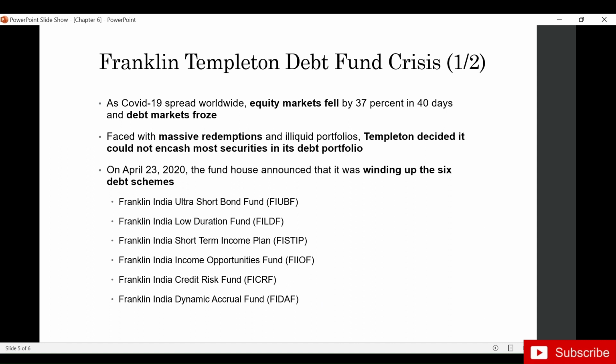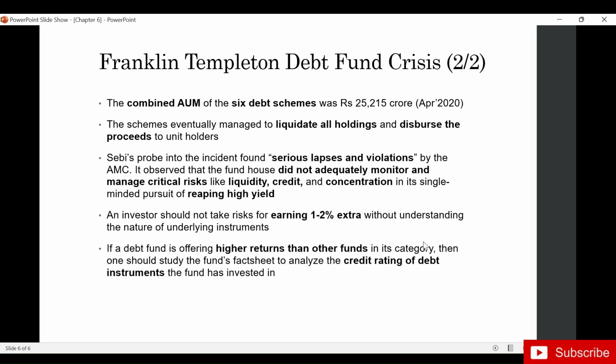The first scheme was Franklin India Ultra Short Bond Fund. The second was Franklin India Low Duration Fund. The third was Franklin India Short Term Income Plan. The fourth was Franklin India Income Opportunities Fund. The fifth one was Franklin India Credit Risk Fund, and the sixth one was Franklin India Dynamic Accrual Fund. So the combined AUM of these six debt schemes was rupees 25,215 crores, and this data is as of April 2020.